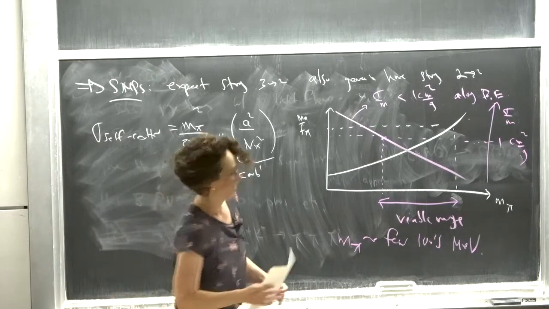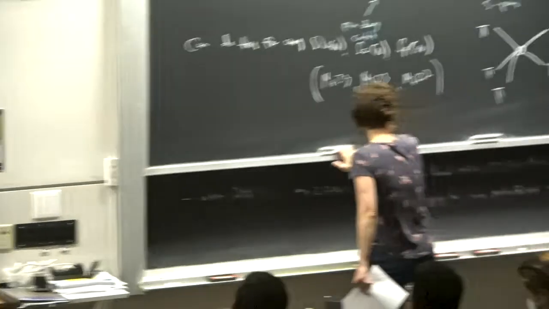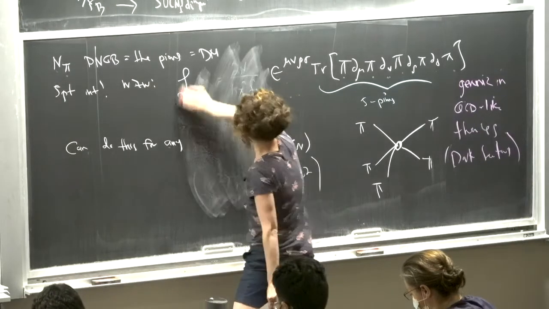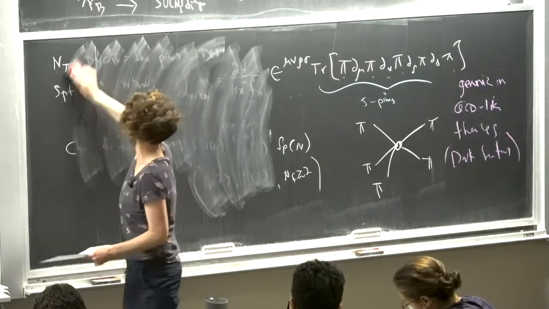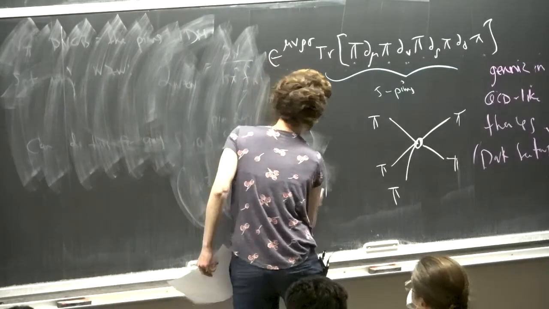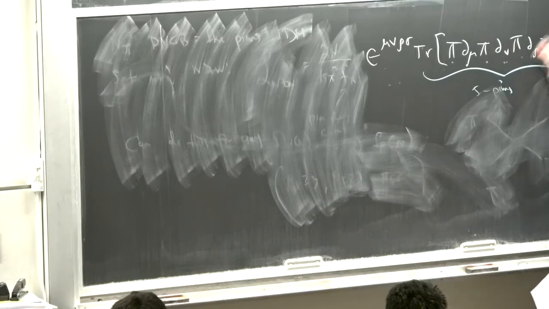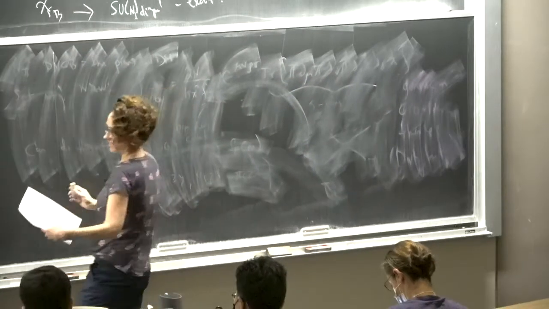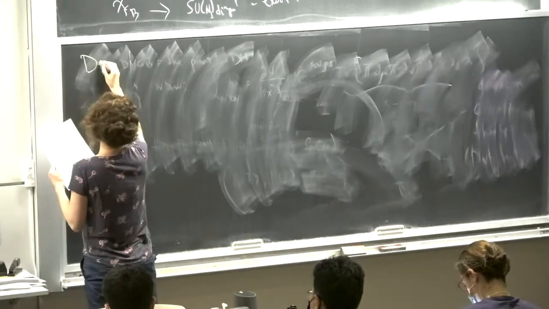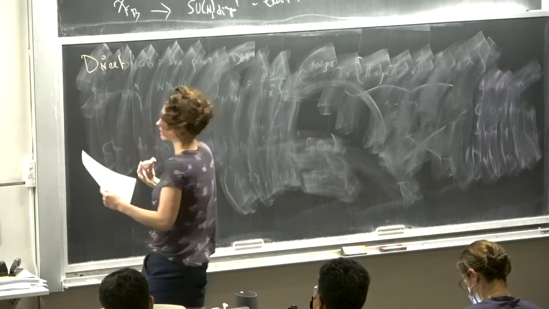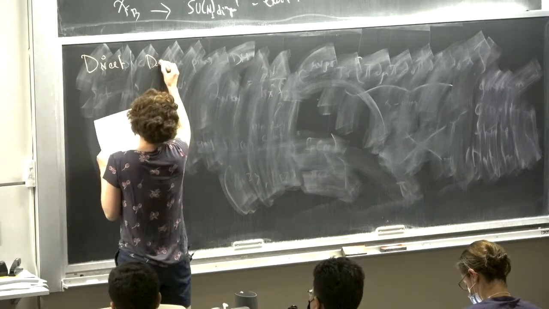So I have around half an hour for this, which is more than I was expecting, so I'm very excited right now. Okay, so our next topic, or our next category of constraints or possibilities for signals is direct detection.